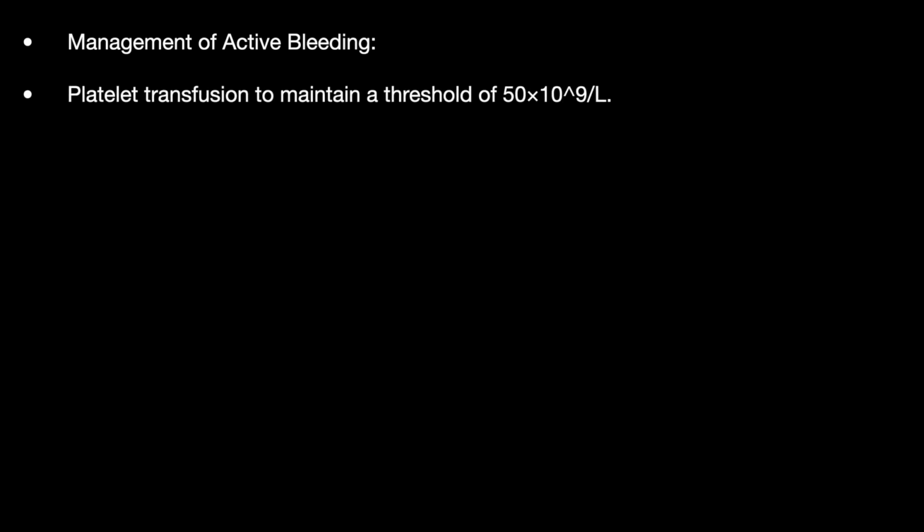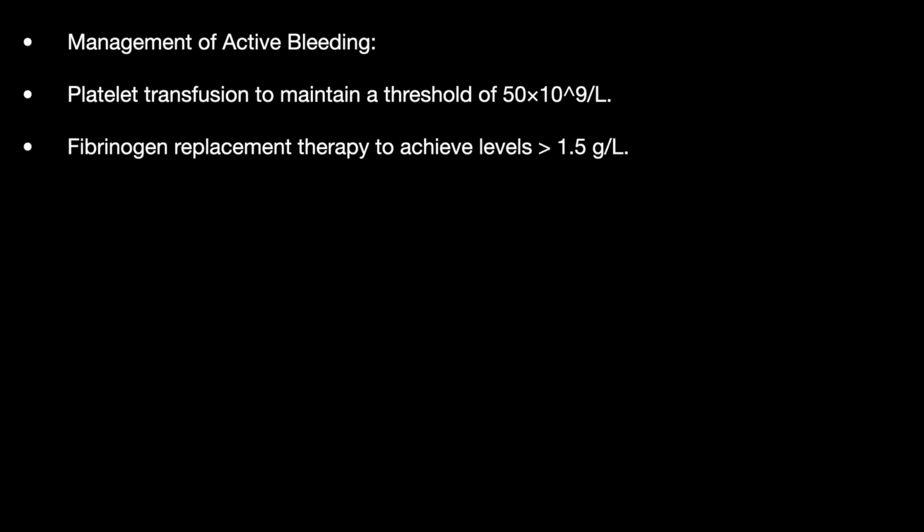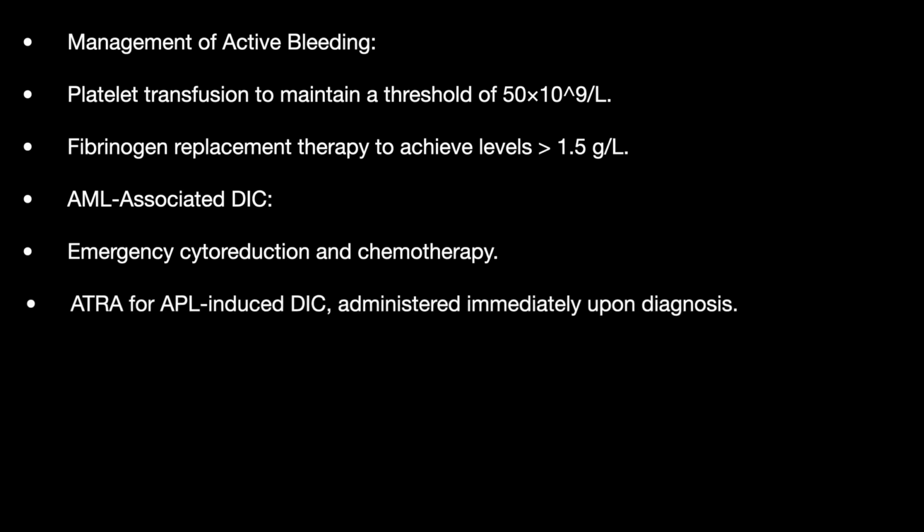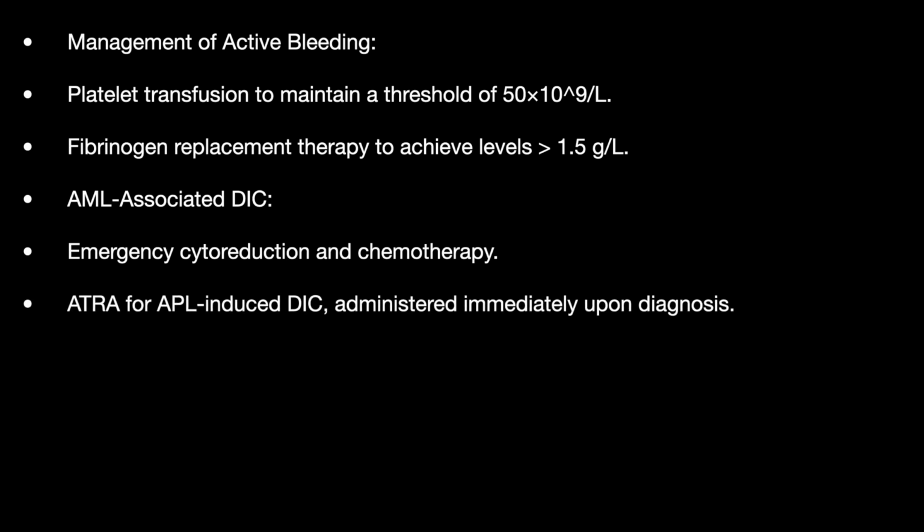For the management of active bleeding, platelet transfusion to maintain a threshold of 50 is important, and fibrinogen replacement therapy to achieve a level of more than 1.5 grams per liter. For AML-associated DIC, emergency cytoreduction and chemotherapy is important. ATRA for APL-induced DIC should be administered immediately on diagnosis.